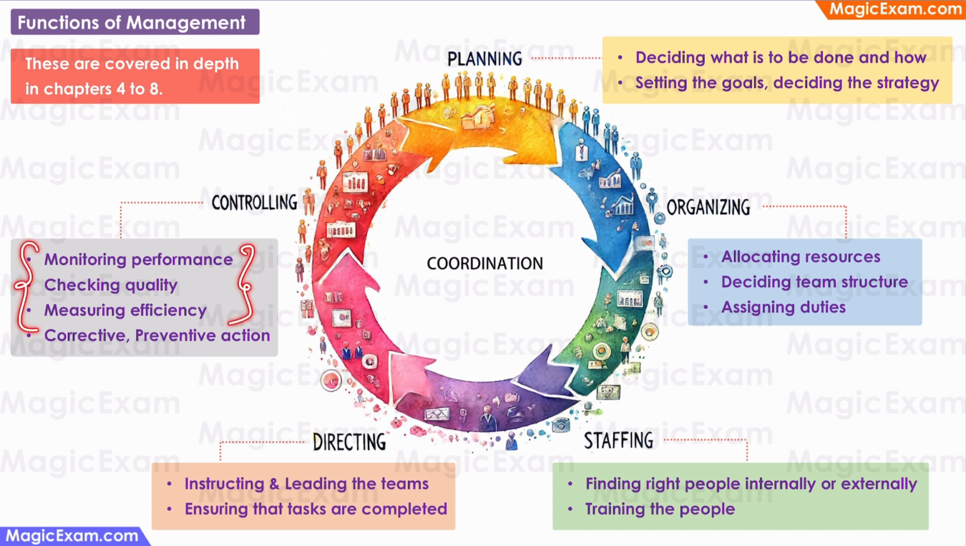And when performance, quality and efficiency are being monitored, if any problems are found, then corrective actions are required to fix the issues and preventive actions to prevent the issues in the future. So these are the main functions of the management.